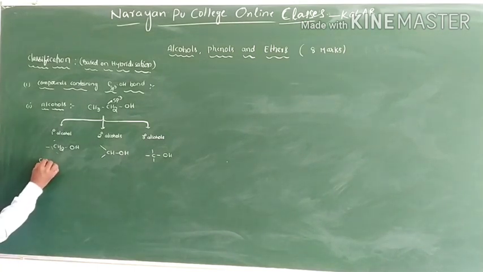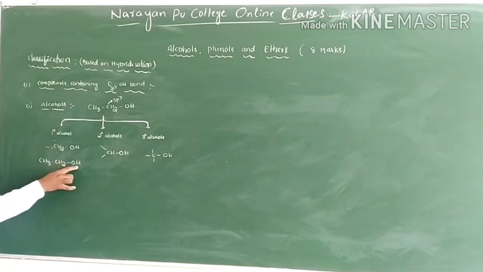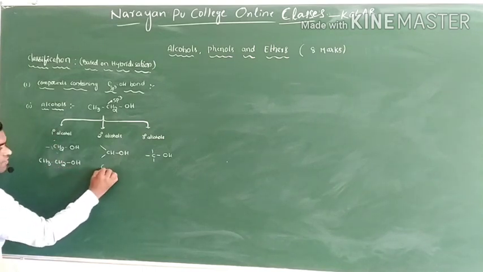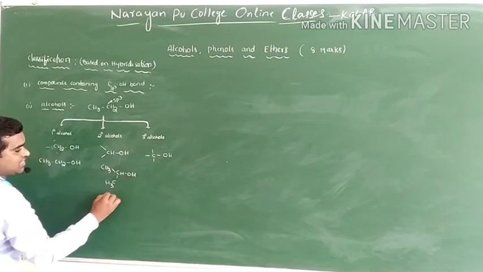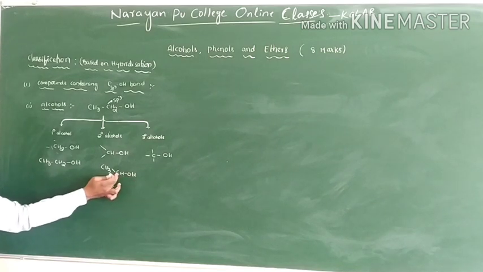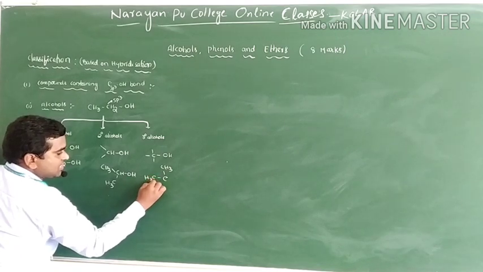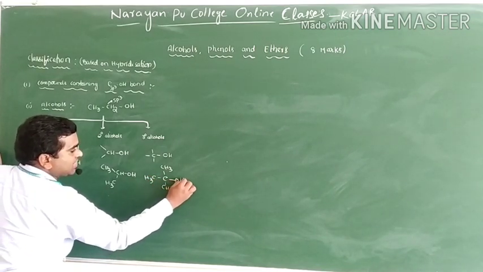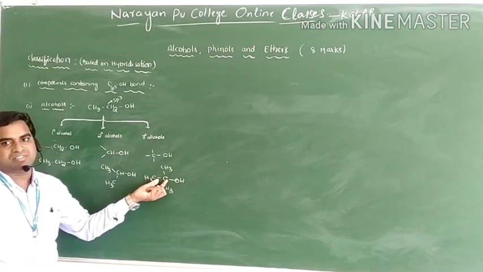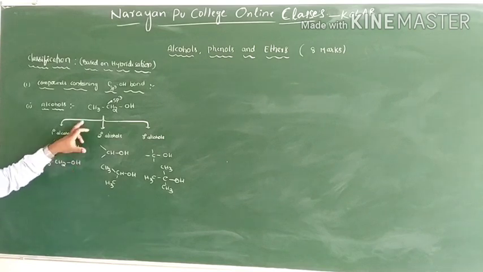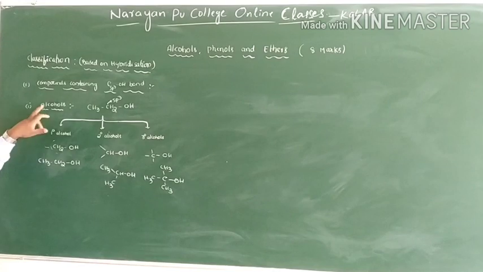A simple example: if I write CH3CH2OH, which alcohol is this? Primary. Why? Because OH is attached to which one? The CH2 group. If I write CH3CH(OH)CH3, this is a secondary alcohol, because OH is attached to the CH group. And if I write (CH3)3COH, this compound we call a tertiary alcohol, because OH is attached to a carbon that doesn't have any hydrogen atom. So this is the classification of alcohols into primary, secondary, and tertiary.